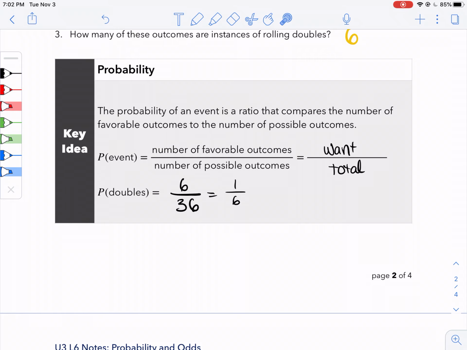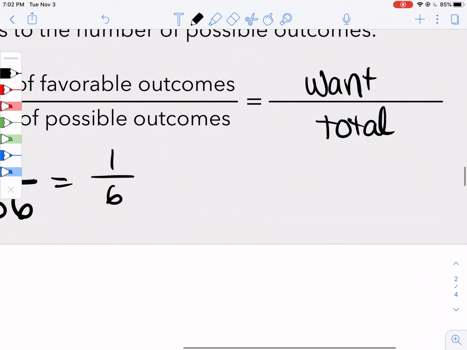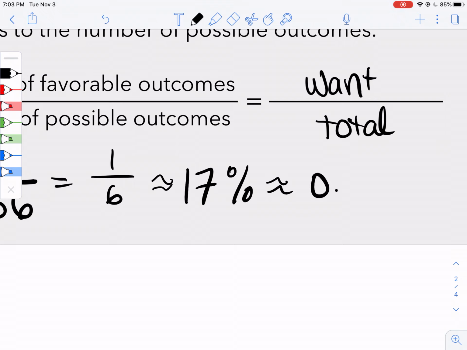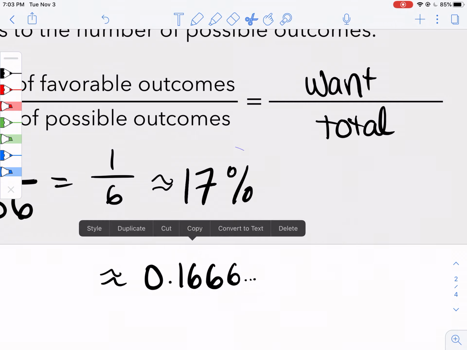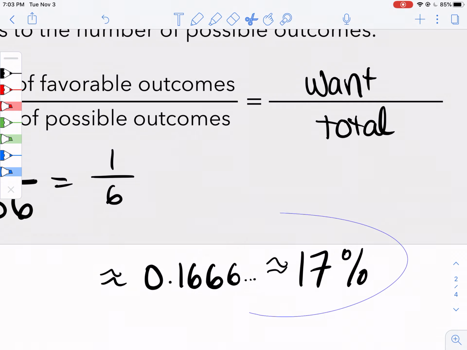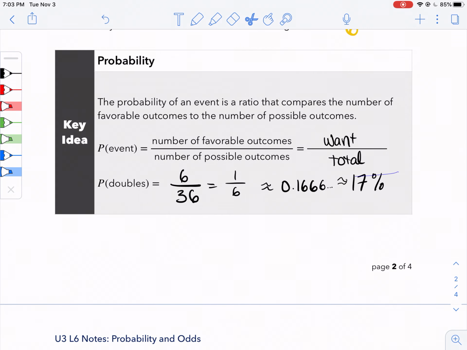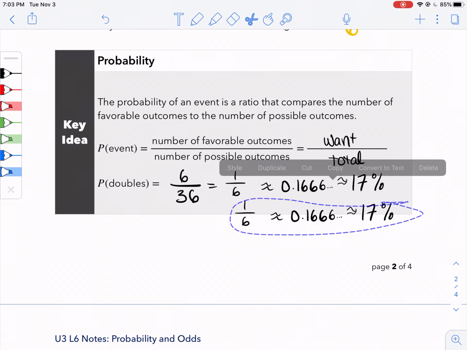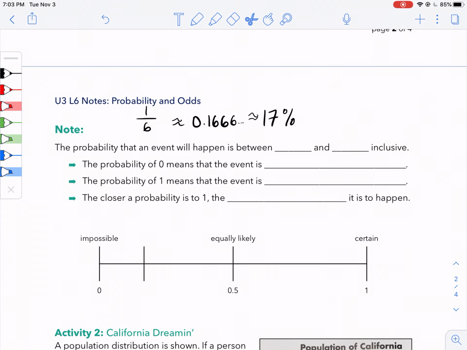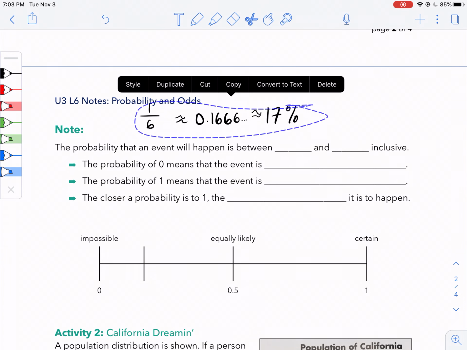So you'll notice that 1/6, that's a fraction. It's less than 1. It's actually 0.1666666 repeating, so it's approximately equal to 17%. All probability will look like this. It'll either be in a fraction, in a decimal, or as a percent.